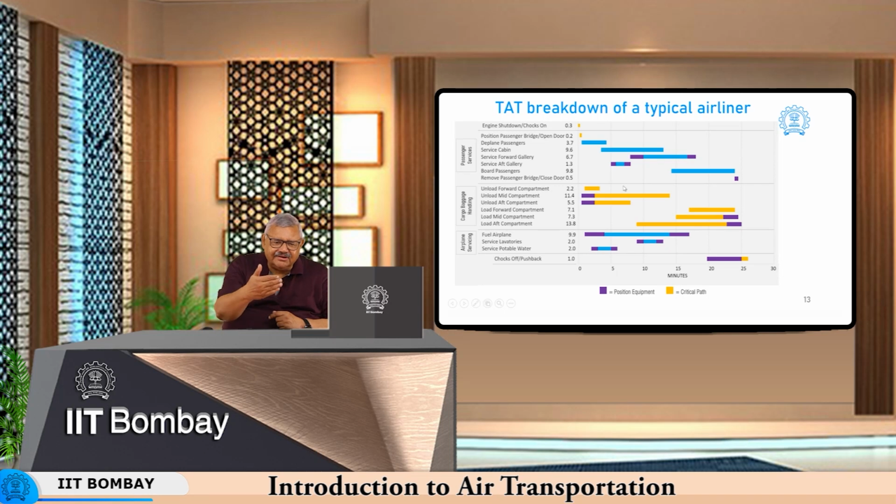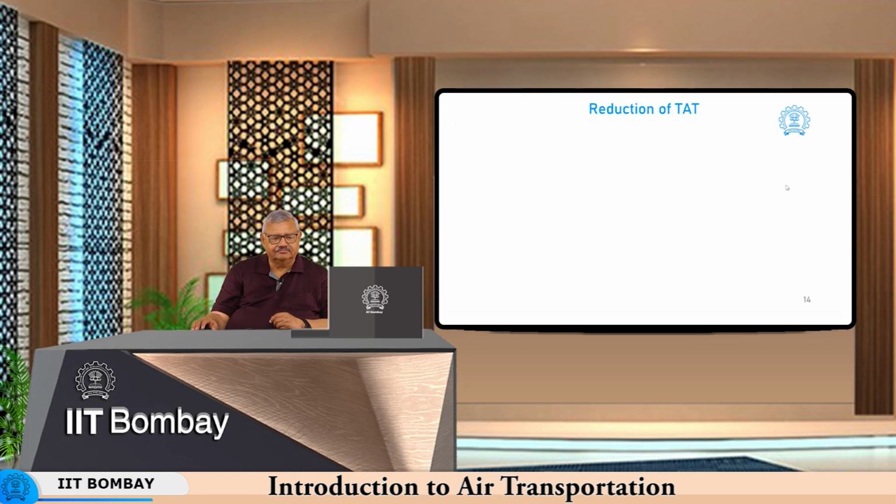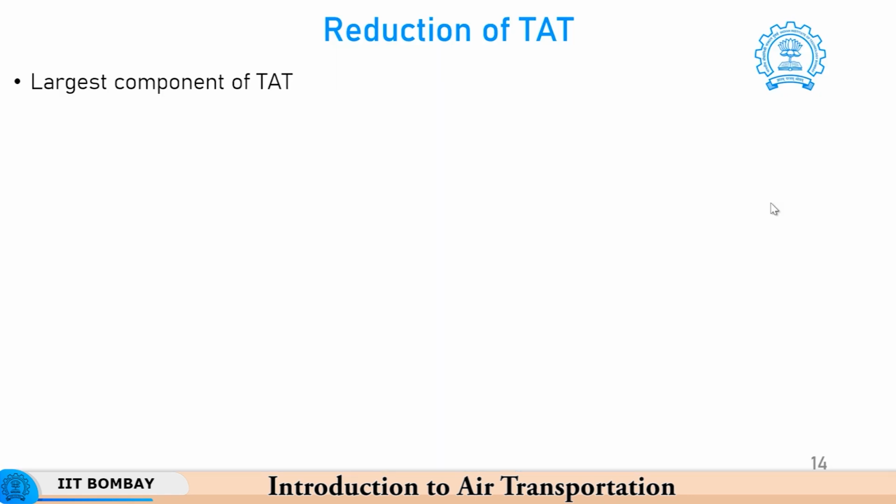So, by doing the activities in parallel and by doing them efficiently, one can reduce the turnaround time and therefore increase the utilization, which makes for more profitable and more efficient operations for the airline. Many attempts have been made to reduce the turnaround time by using innovative and novel techniques. We will look at one of them.